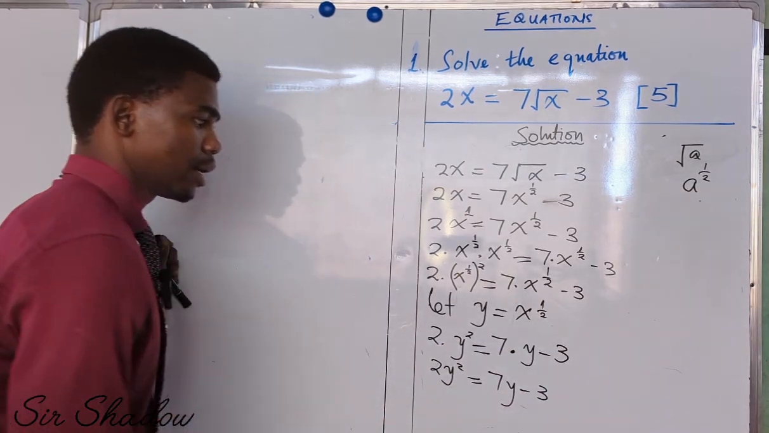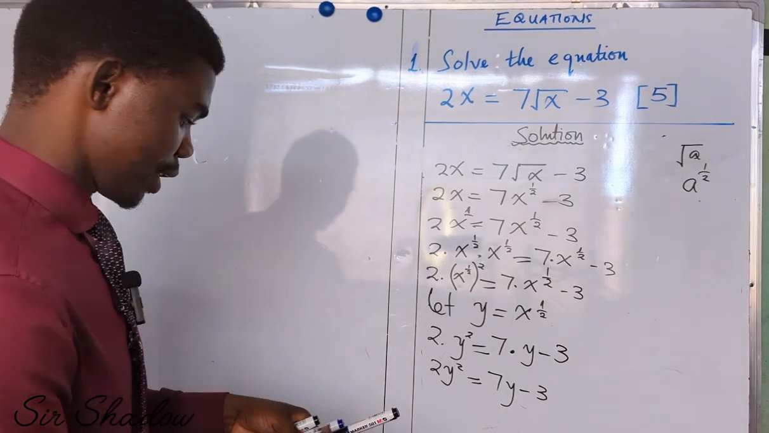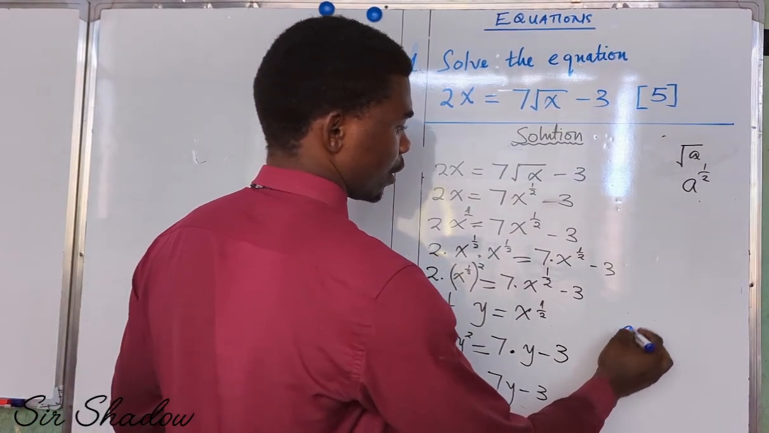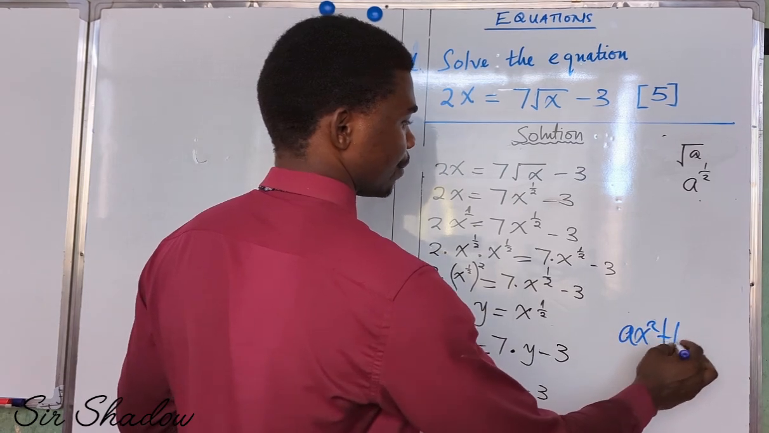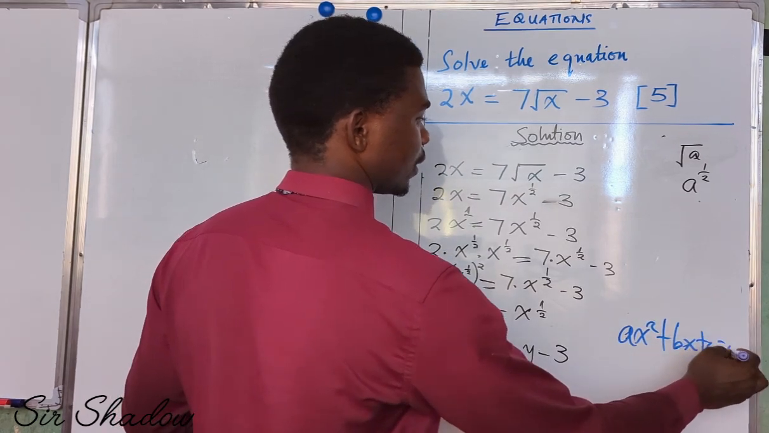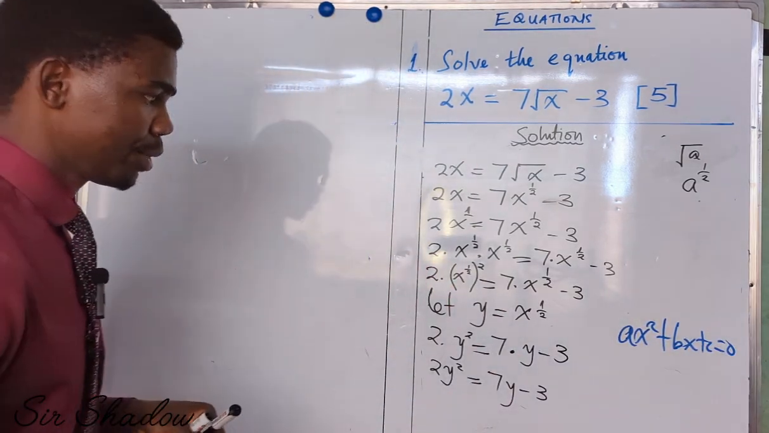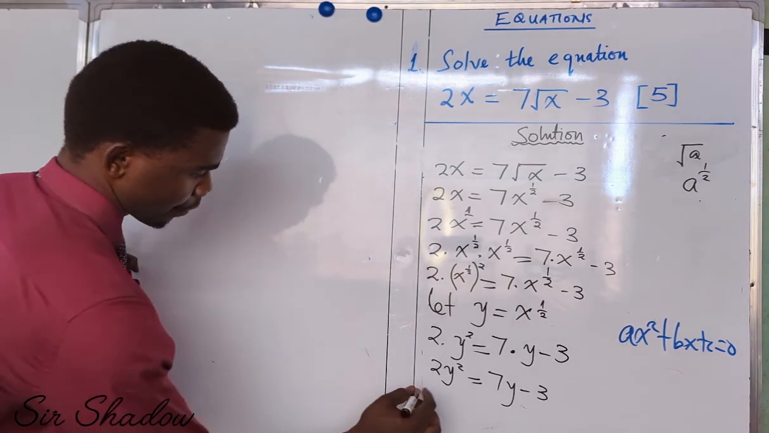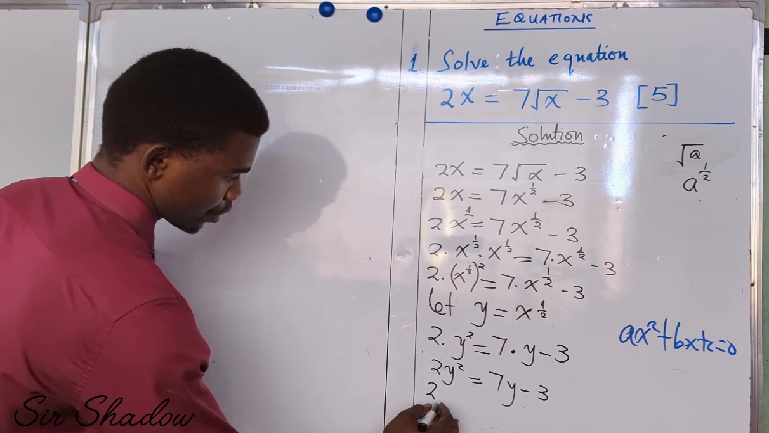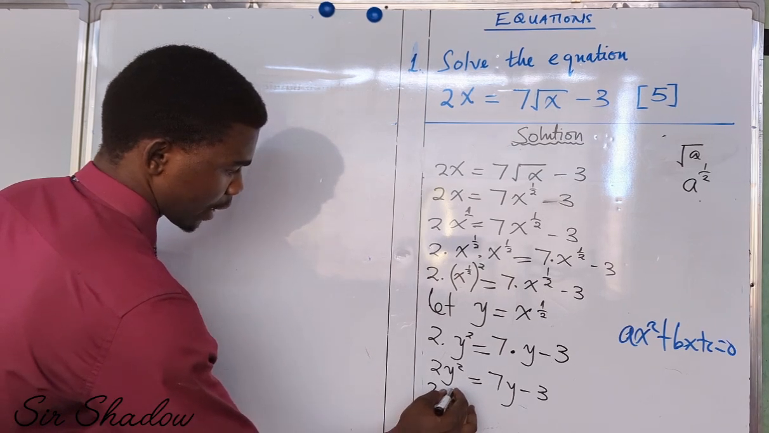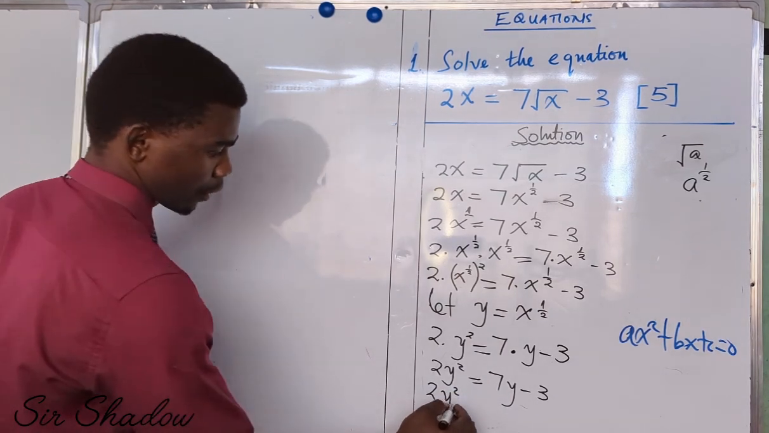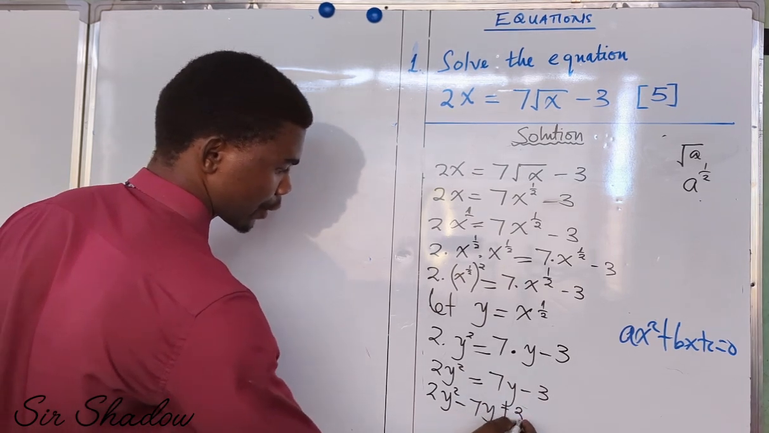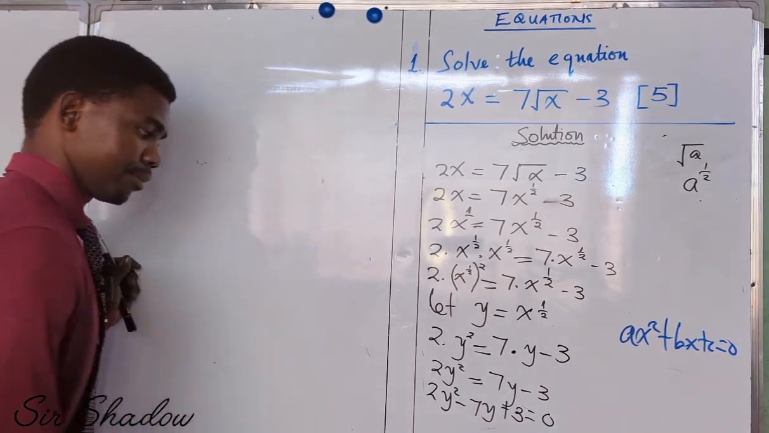Let me just produce a quadratic of the form ax squared plus bx plus c is equal to 0, where a, b, and c are constants, so that it will be easier for me to solve. Let me just formulate that equation here. So this becomes 2y squared minus 7y plus 3 is equal to 0.